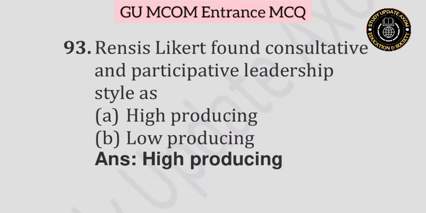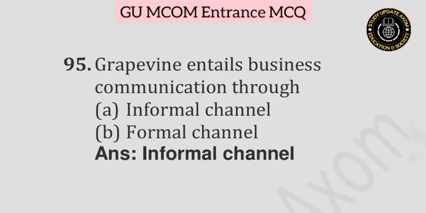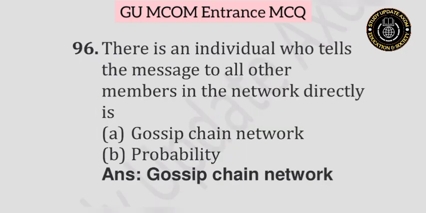Question number 93. Rensis Likert found consultative and participatory leadership style as option A, high producing, option B, low producing. Answer is high producing. Question number 94. The thinking and outlook of a transformational leader is option A, developmental, option B, functional. Answer is developmental. Question number 95. Grapevine entails business communication through option A, informal channel, option B, formal channel. Answer is informal channel. Question number 96. There is an individual who tells the message to all other members in the network directly is option A, gossip chain network, option B, probability. Answer is gossip chain network.